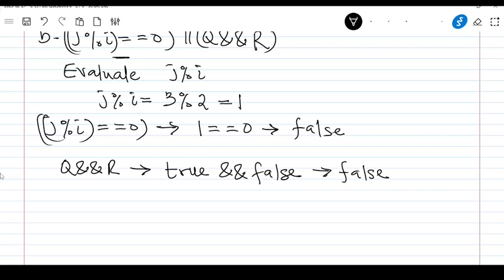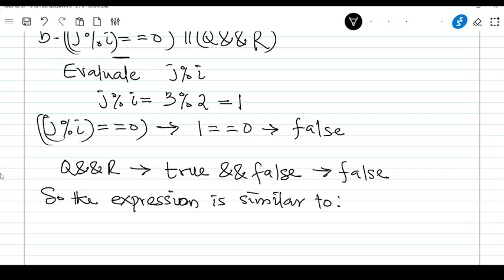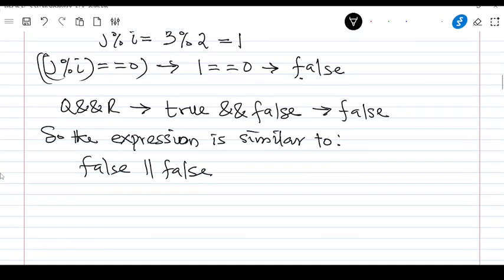So now we're going to replace that in the expression. The expression is similar to, so we're going to replace this by what? By false. So that is going to be false or, what is Q and R? Q and R is false. So false or false, and false or false is indeed going to be equal to false. There is the answer for the second one.